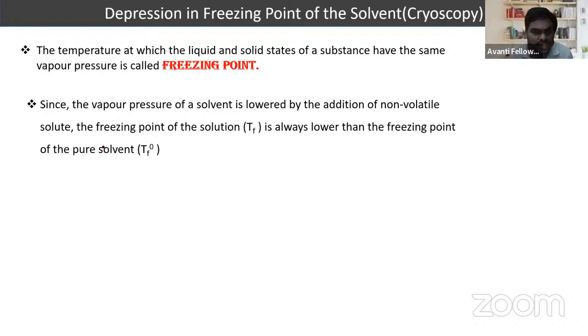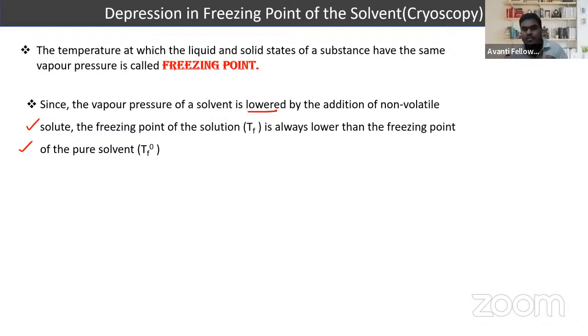Since the vapor pressure of the solvent is lowered by the addition of a non-volatile solute, we know that the freezing point of the solution is always lower than the freezing point of the pure solvent. Because we know the vapor pressure starts decreasing as soon as we add a non-volatile solute. And freezing point is the temperature at which the liquid and solid states of the substance have the same vapor pressure.